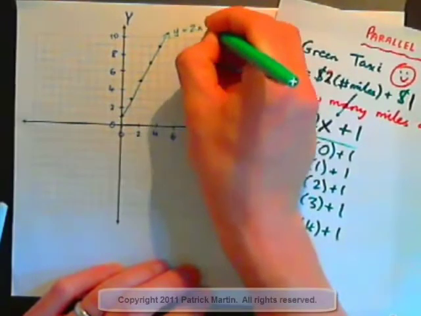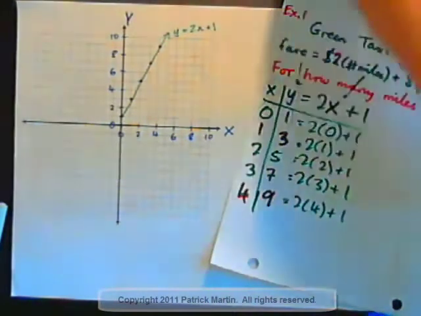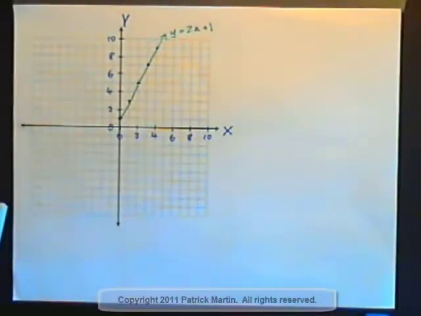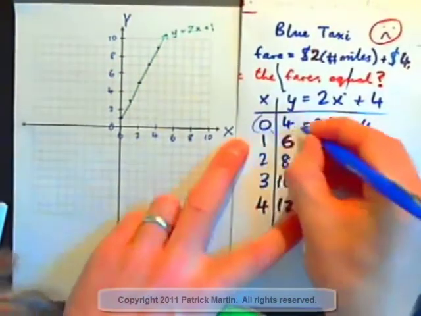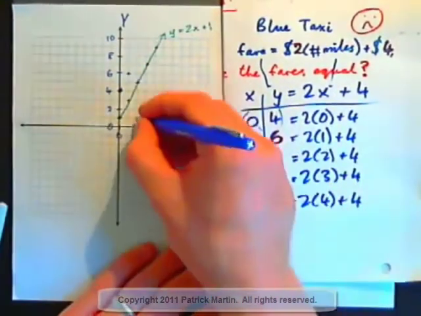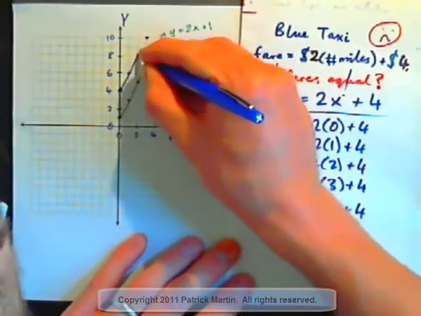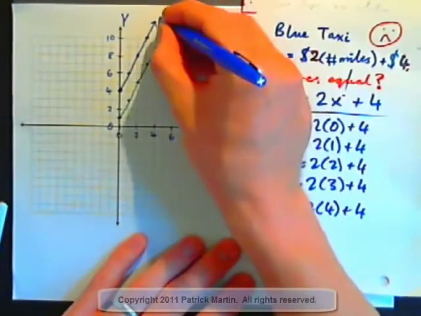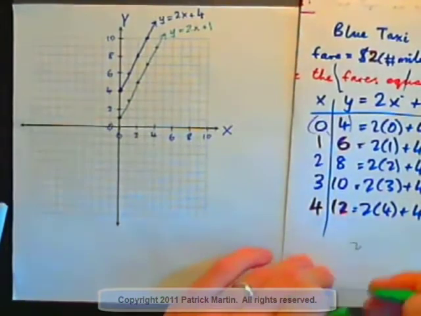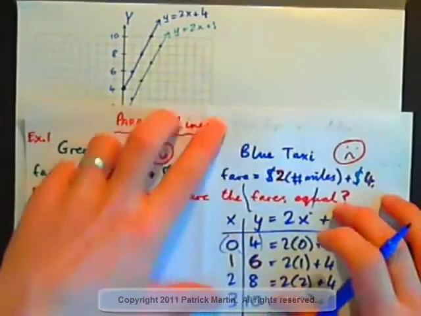y equals 2x plus 1. And the blue taxi is going to start at x is 0, y is 4, x is 1, y is 6, x is 2, y is 8, x is 3, y is 10, and so on. And when I graph the blue taxi, and I hope you've done that by yourself, y equals 2x plus 4, okay? So you need to do these things on your own so you can discover these fascinating things by yourself. So what happens when we have a situation where one taxi is always better?